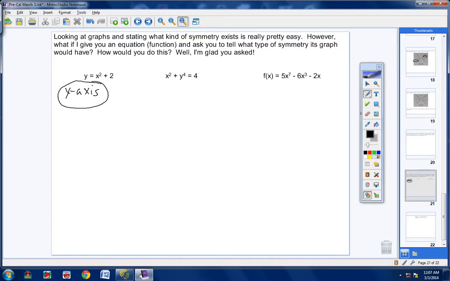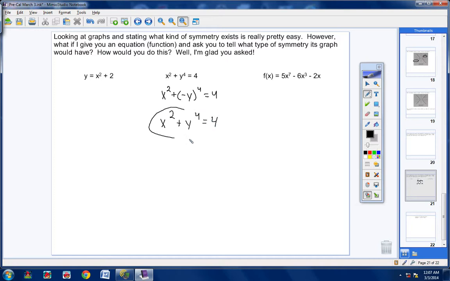All right, let's go on to the next problem. We'll do these next two pretty quickly. For this one, we're going to check for x-axis symmetry. So everywhere there's a y, we're going to substitute negative y. You should see right away this is going to work, because a negative y times negative y times negative y times negative y is a positive y to the fourth equals 4. So when I substituted negative y in, I did get out the original equation. I'll make a little note up here: x-axis symmetry.